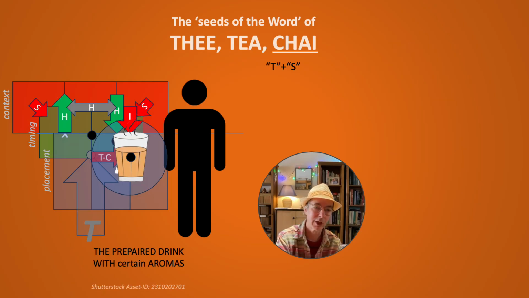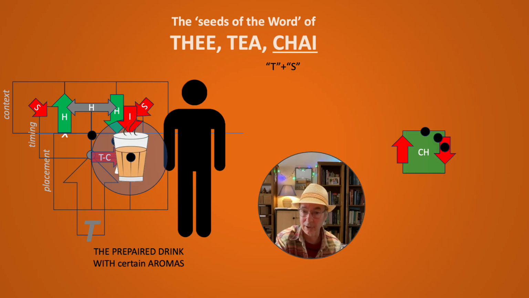Let's also go to chai. The chai will be almost like this prepared drink, also with certain aromas that come forth from it. When we look up the word chai, we usually get not just the small cup, but more the glass cup, which is a bit longer. And okay, let's also see how that is built up from the letters and how we can recognize that in the glass.